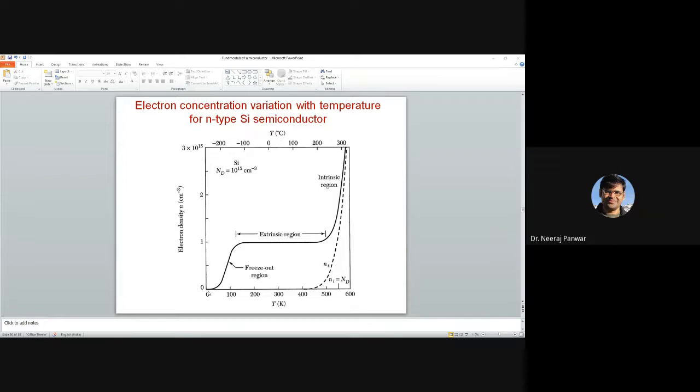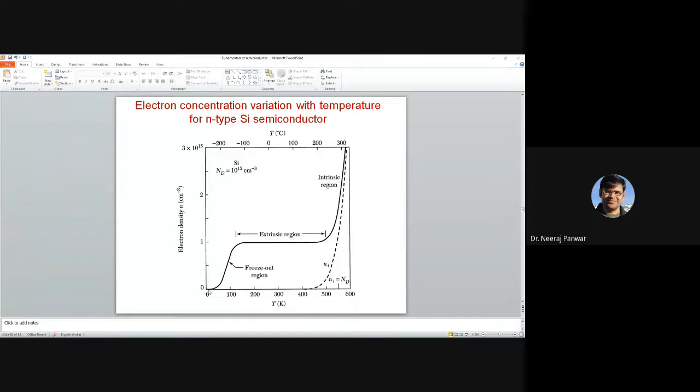So we start from 0 Kelvin. Remember it is an N-type semiconductor with the donor concentration equal to 10 to the power 15 donor atoms per centimeter cube in a silicon semiconductor. So when the temperature is 0 Kelvin, there is no electron in the conduction band. That's why at 0 Kelvin the electron concentration is 0.